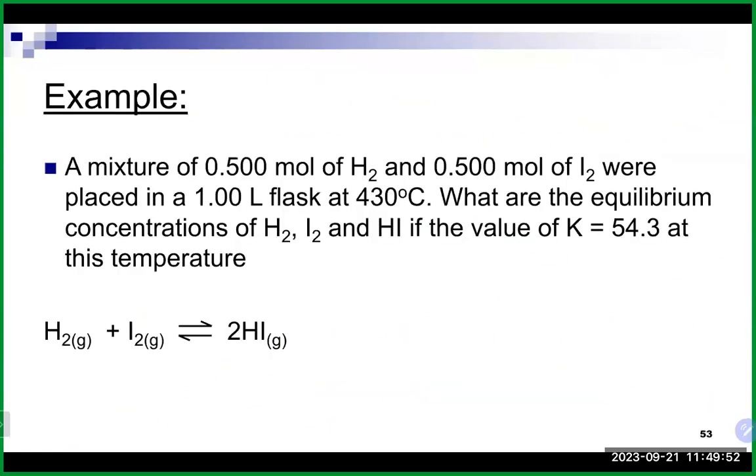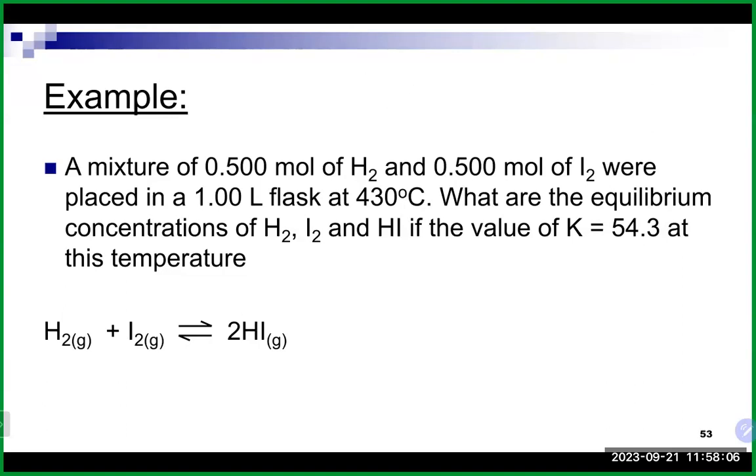All right, give this one a go here. You got 0.5 moles of H2, 0.5 moles of I2. It's in a 1 liter flask. What is everybody's equilibrium concentrations? K value here is 54.3. See what you come up with. All right, let's try that again.